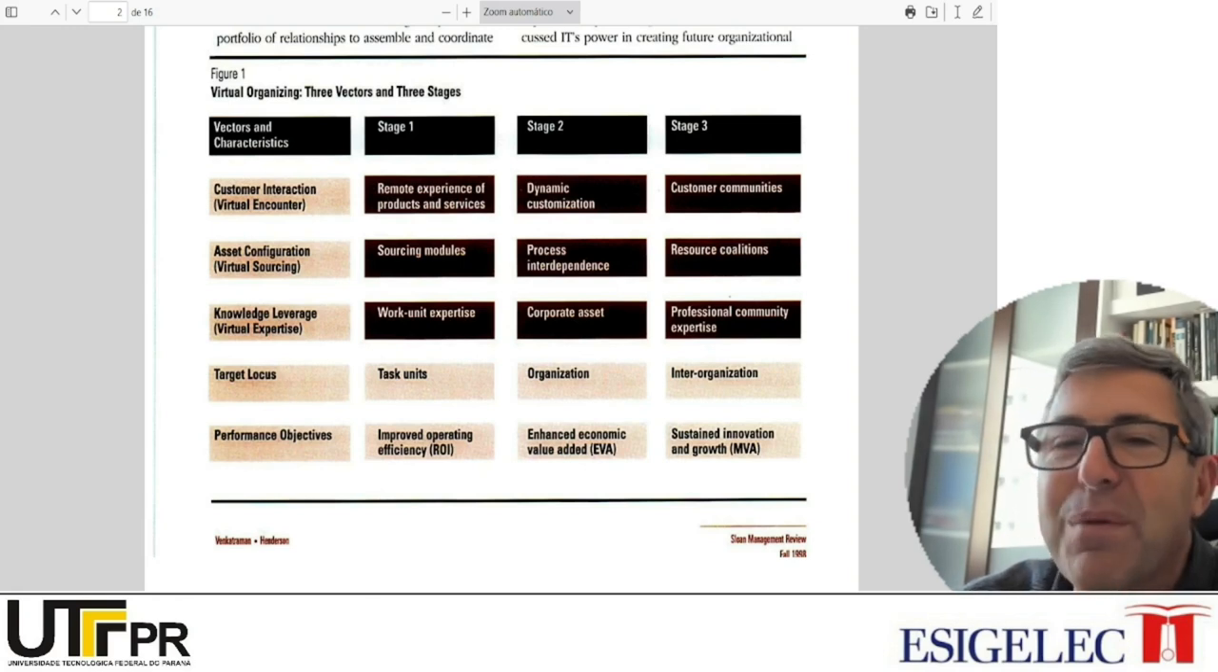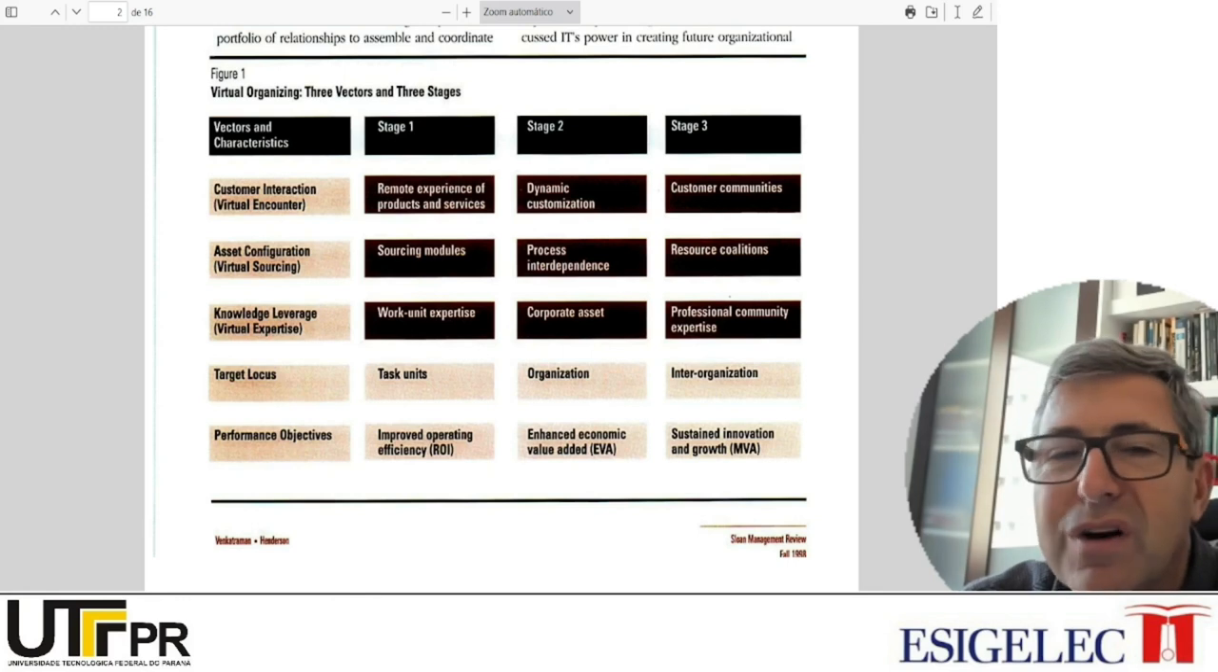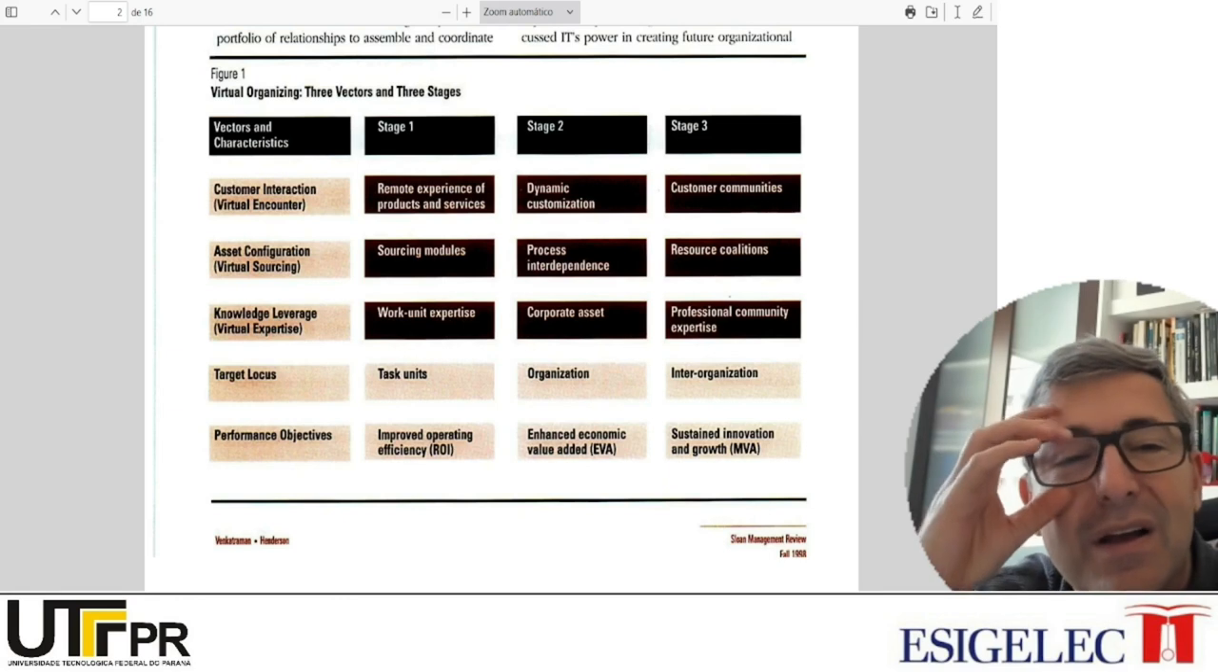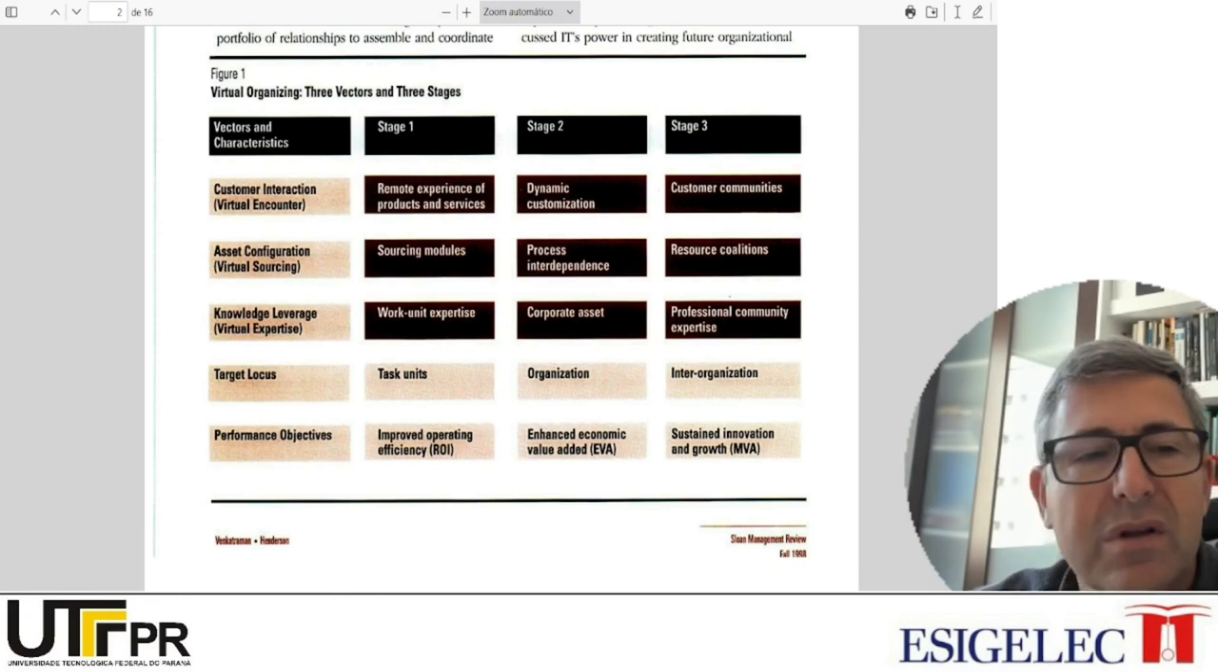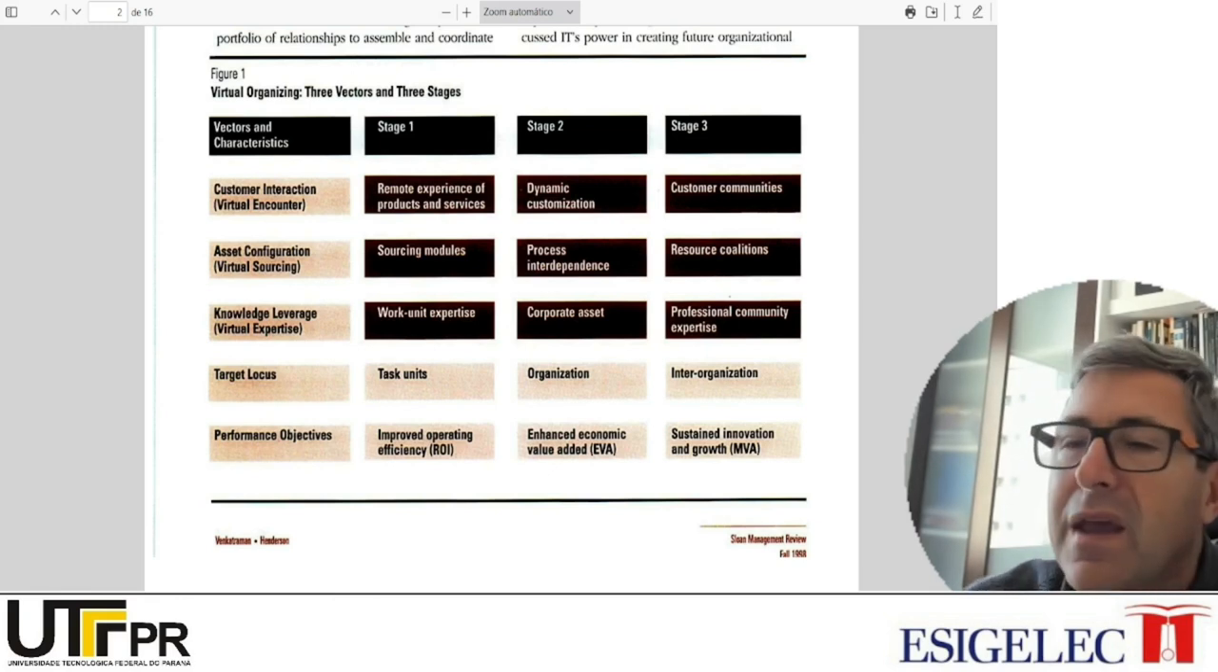I don't know, any other impressions that you have about the model or about this article? Any doubts that you had about what you read? I really like that digital customization. It could be used in our website also.